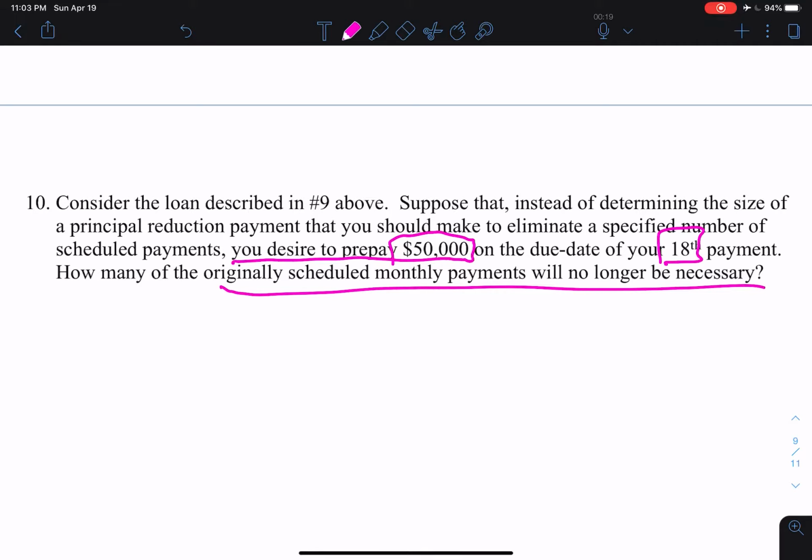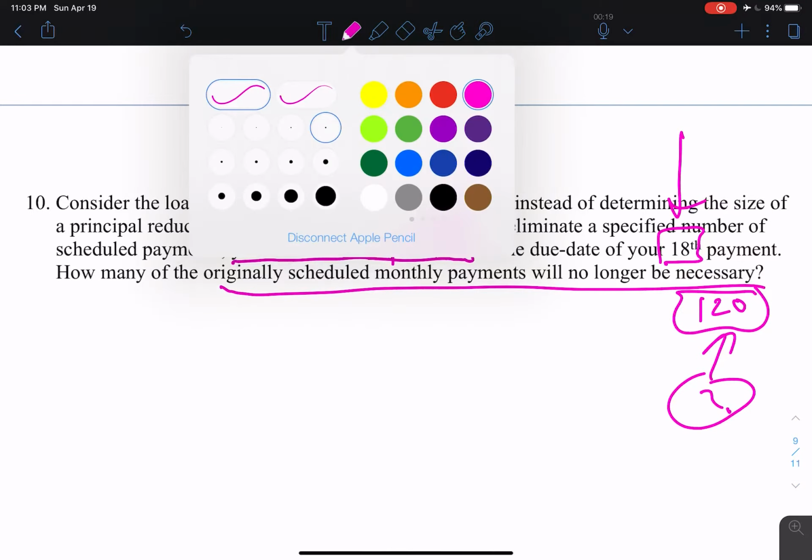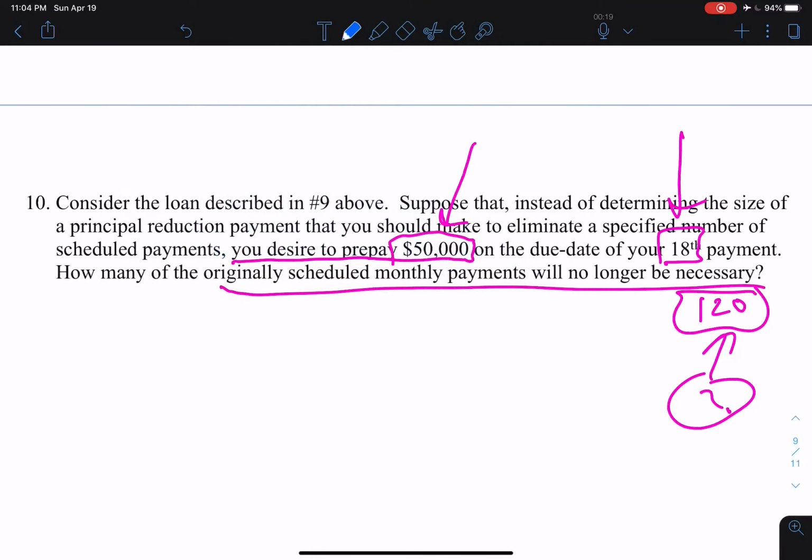So in the last problem, we were given the number of payments that wouldn't be necessary. We said we didn't want to pay the last 10 years' worth, 120. And then we figured out how much of a prepayment to make in the last problem at date 18. Now we say, hey, we're going to prepay $50,000 at date 18. How many of the originally scheduled monthly payments are no longer necessary? So this becomes what we're solving for. Please spend some time thinking about how this is very similar.